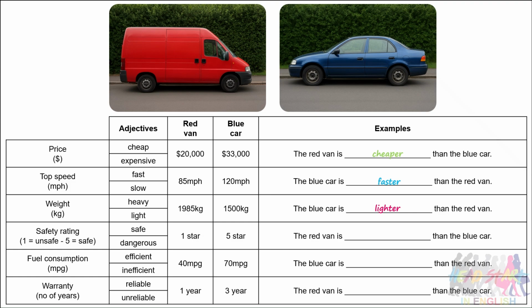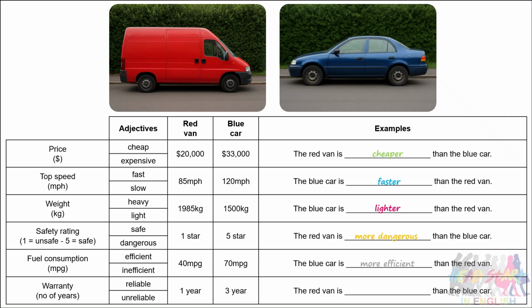Okay, safety rating. Red van has a safety rating of 1 star. Blue car has a safety rating of 5 stars. So the red van is more dangerous than the blue car. Okay, fuel consumption, efficient or inefficient. 40 miles per gallon for the red van. 70 miles per gallon for the blue car. So the blue car is more efficient than the red van. So efficient, lots of vowels there, lots of syllables. So remember we have the word more before the adjective to give its comparative form.